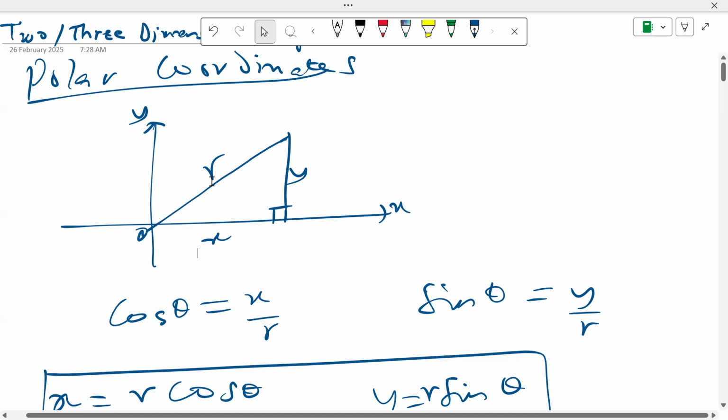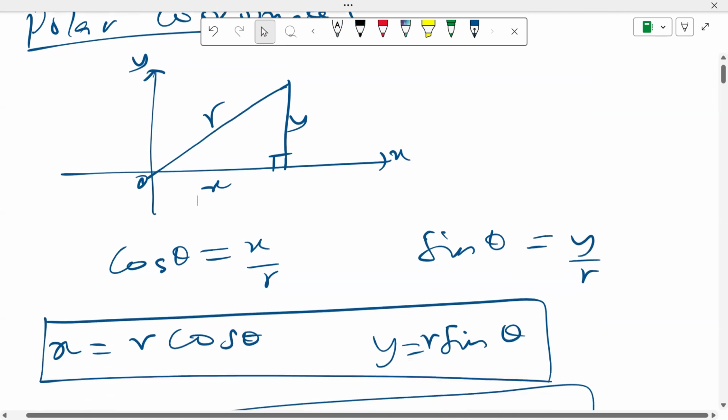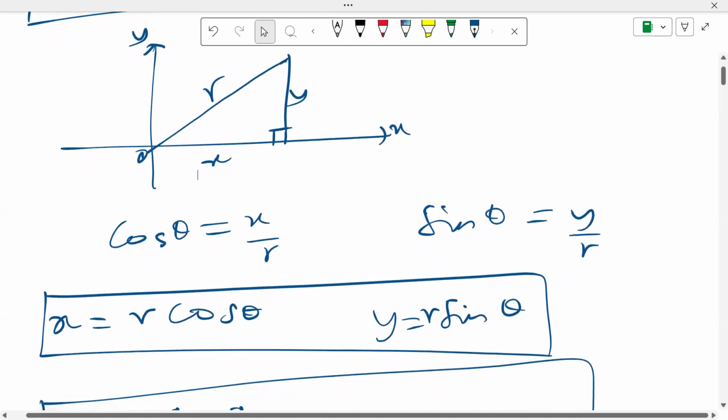the x-axis, then the y. So this side is x, this side is y. Now, from this figure, we'll be able to come out with our trig ratios. So you have our cos theta given as the adjacent over hypotenuse, x on R, sine theta giving us our opposite over hypotenuse, so y on R.